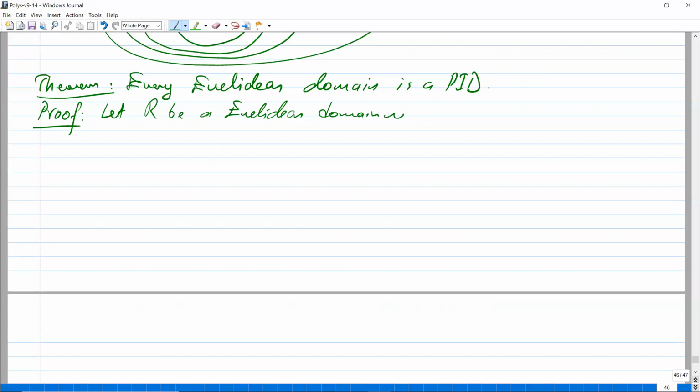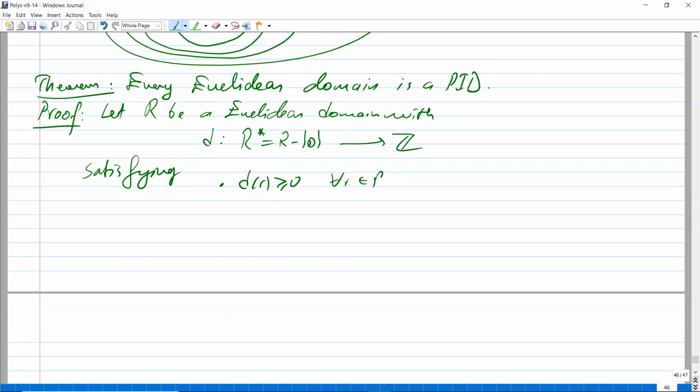Euclidean domain with the function d from R star, remember, R star is R minus 0, into Z, satisfying these properties: d of r is greater than or equal to 0 for all r in R star, and second, if a divides b and b is not 0, then d of a is less than or equal to d of b, right?